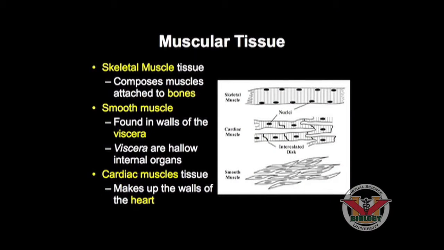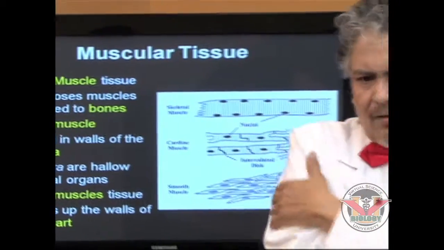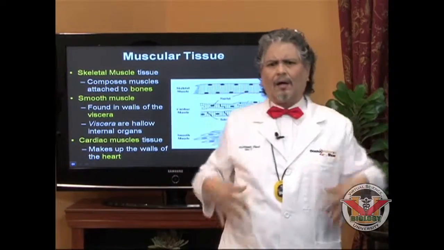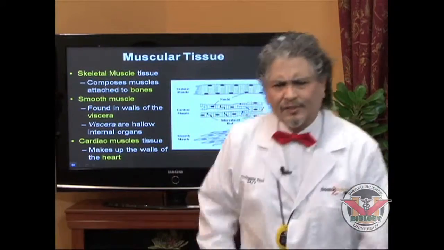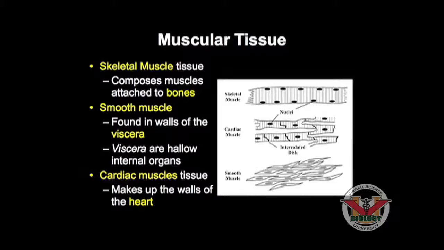Skeletal muscle tissue is composed of muscles attached to bone. And of course, all your muscles that are up here in your deltoid area, your pectoral girdle, and in your abdomen, all these muscles here in your legs, your arms, those are skeletal muscle, okay? Your smooth muscle, again, is found in the walls of the viscera of your organs, and then the cardiac muscle is the tissue that makes up the walls of the heart, okay?